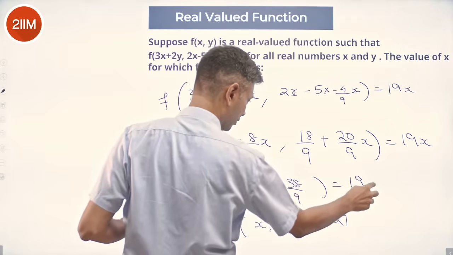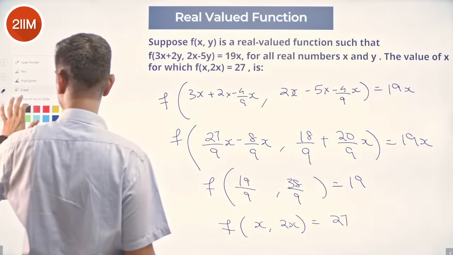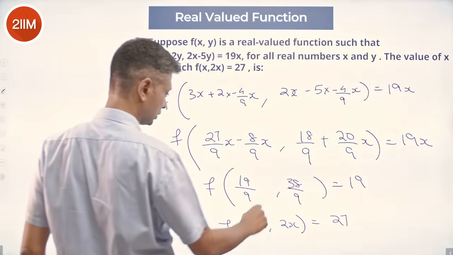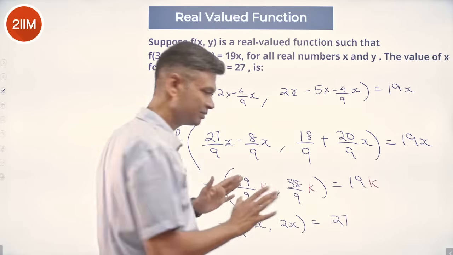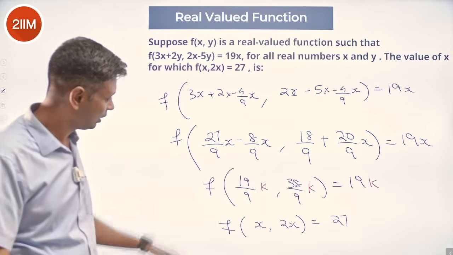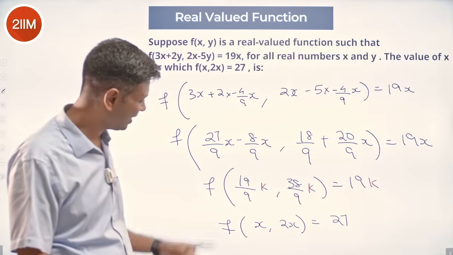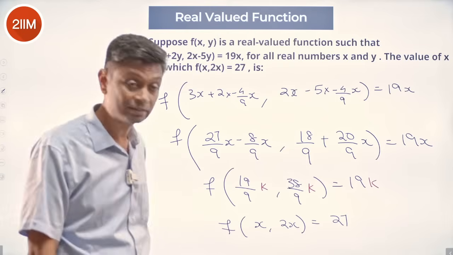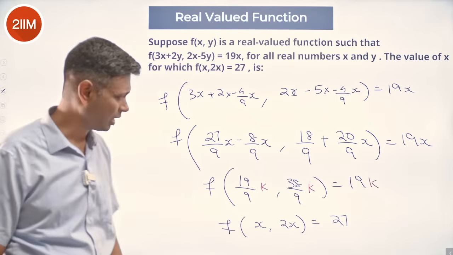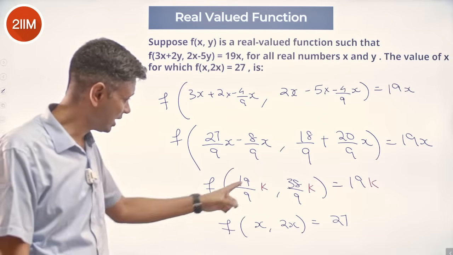just to simplify this, f of 19 by 9k comma 38 by 9k is 19k. So treat it very differently. This into 2 is this. Suppose I put k as 9x by 19. Hypothetically, k is 9x by 19.